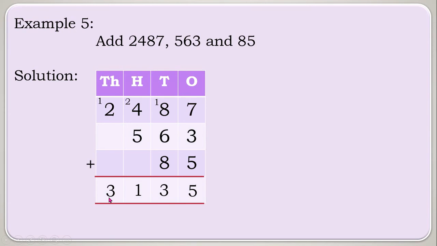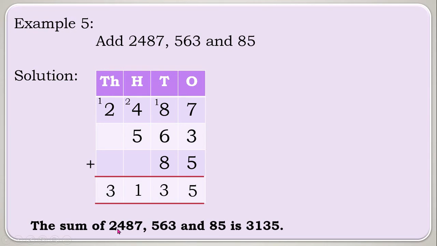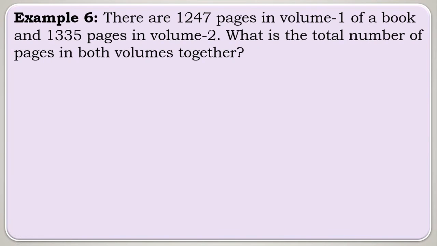So now the sum of 2487, 563 and 85 is 3135. Example number 6. This is a word problem or a descriptive type problem. Let us read and understand this before solving.